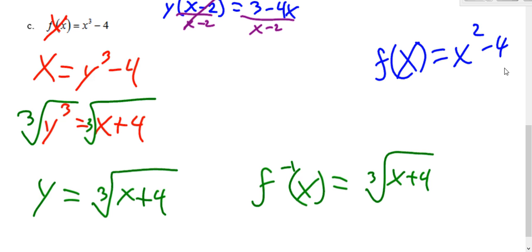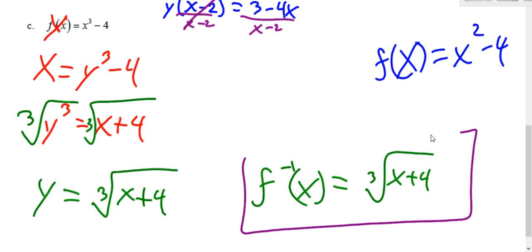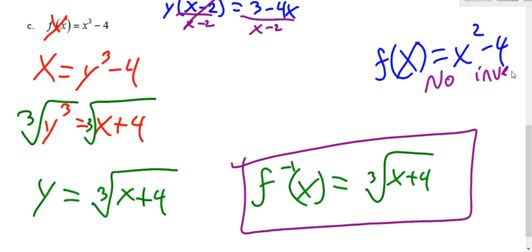if it said f of x equals x squared minus 4, you wouldn't even bother to find the inverse, because in order to have an inverse, it needs to be 1 to 1, and x squared is not 1 to 1. If it's not 1 to 1, there is no inverse. But since it was x cubed, it is 1 to 1, so you can find the inverse, and we did. If it was x squared, there's no inverse because it's not 1 to 1.